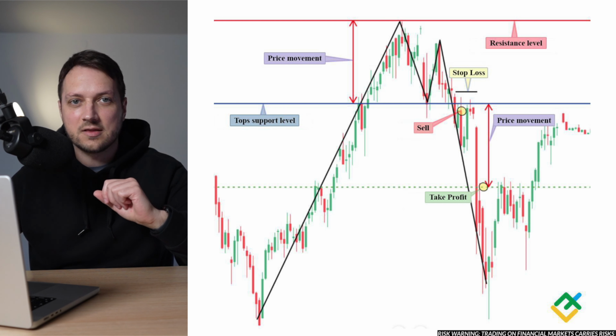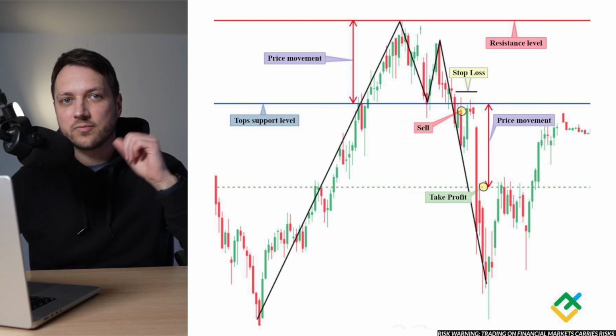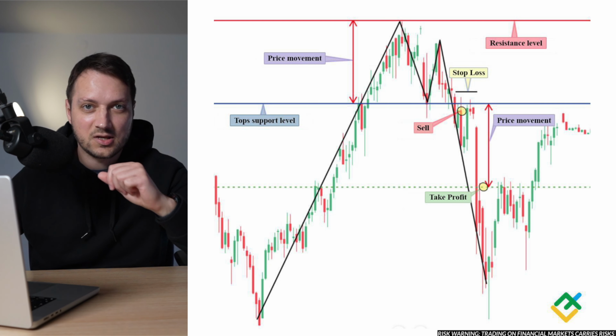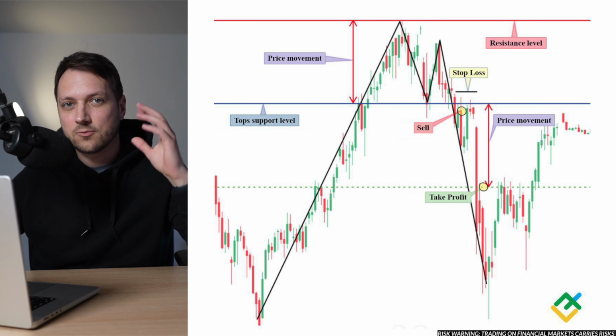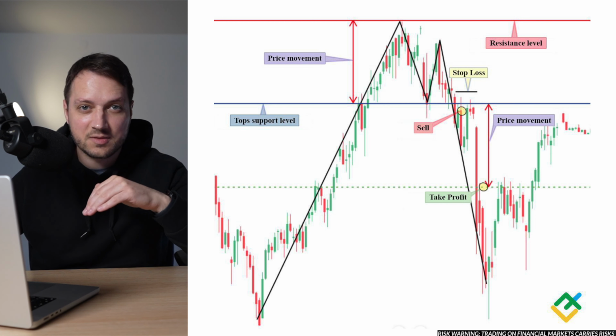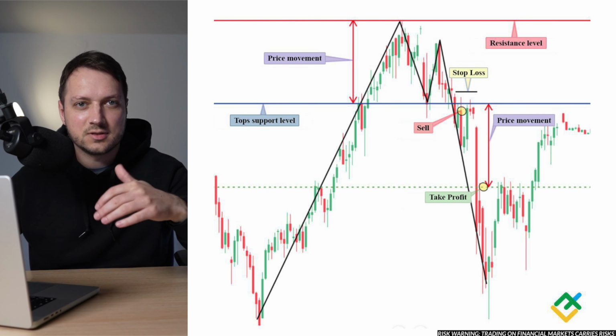And stop loss in this case should be set above the support level to help traders avoid losing money rapidly, of course. And so the double top pattern can be seen in various time frames and is a valuable tool in a trader's toolbox for identifying potential market reversals.